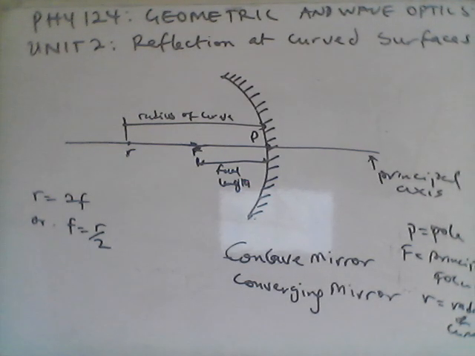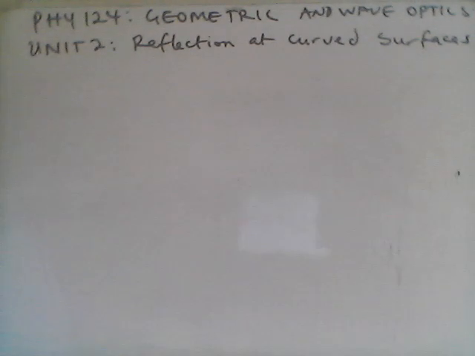Now, let me bring up some particular scenarios and explain how the ray diagram will work. I'm going to be explaining some attributes, different positions where you place the object on the concave mirror, and the kind of image that is formed.